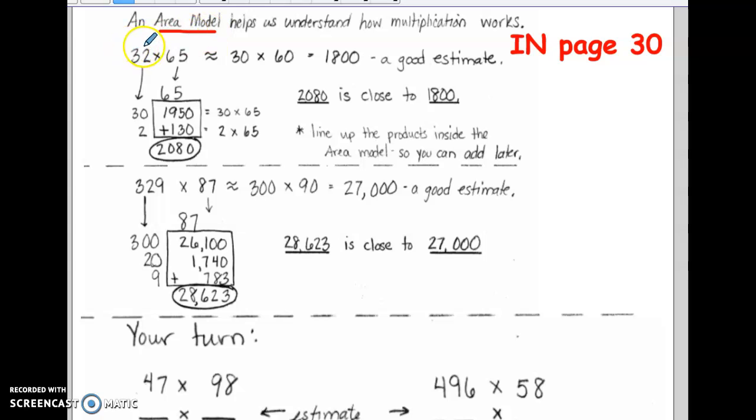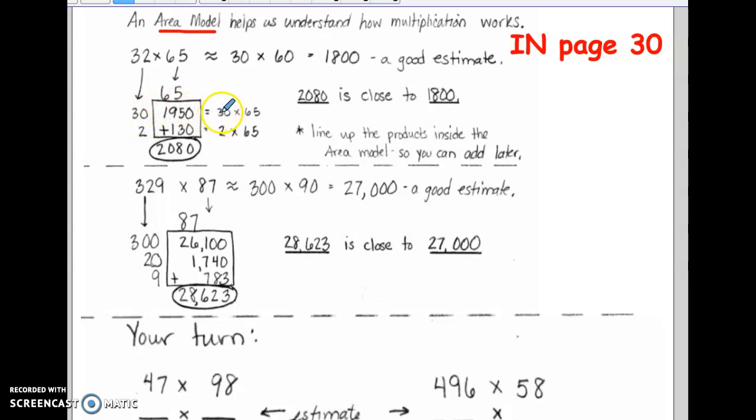If our math problem is 32 times 65, let's estimate first. That's about 30 times 60, so 1,800 is a good estimate. Now let's talk about how to solve this problem. I'm going to take my 65 and write it right here on top of this box. I'm going to break apart 32 into 30 and 2.